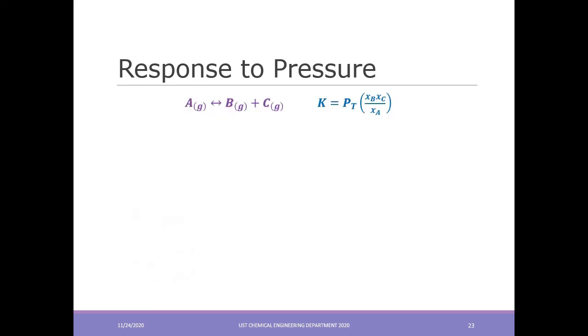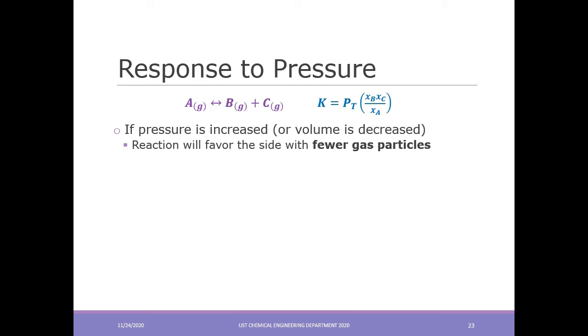Again, let's consider this equilibrium reaction with its equilibrium constant given in this expression. If the pressure is increased, or if the volume of the reaction vessel is decreased, the system will respond in a way that will minimize that increase in pressure. This is done by producing a lesser number of molecules in the system. Therefore, the reaction will favor the side with fewer gas particles. In the given reaction, an increase in pressure will tend to shift to the reverse reaction since the reactant side has fewer molecules than the right.